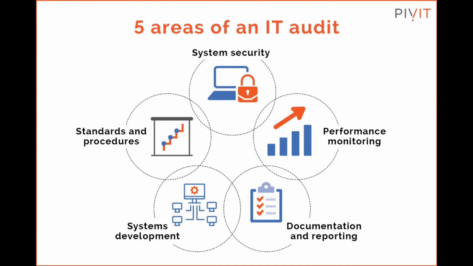5. Documentation and reporting. Focuses on maintaining accurate records of IT operations and decisions. Includes logs of system activities, changes, and incidents. Reports on compliance, performance, and audit findings. Documentation for disaster recovery and business continuity plans. Ensures transparency and facilitates better decision-making. These areas collectively ensure the organization's IT environment is secure, reliable, compliant, and aligned with business objectives.